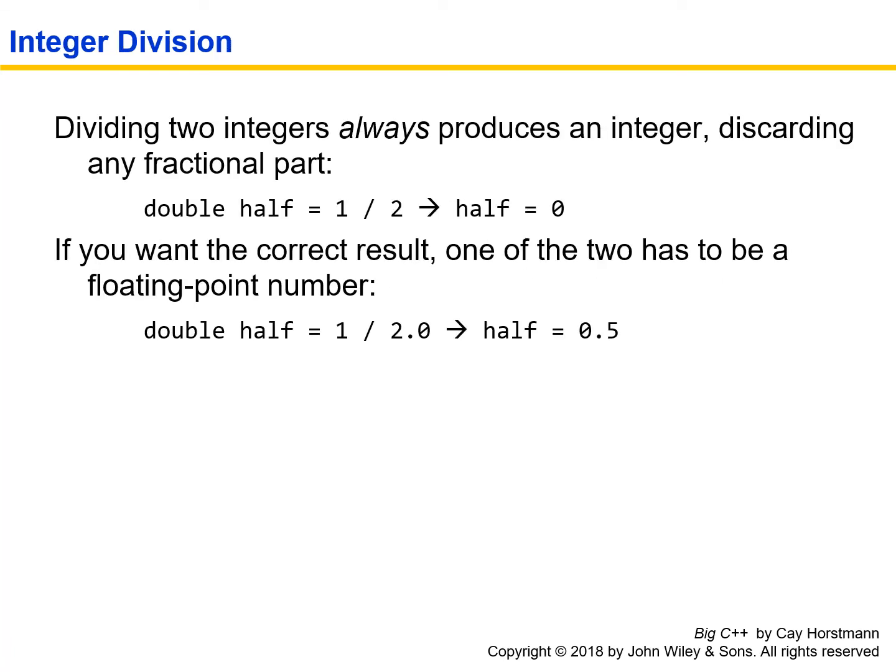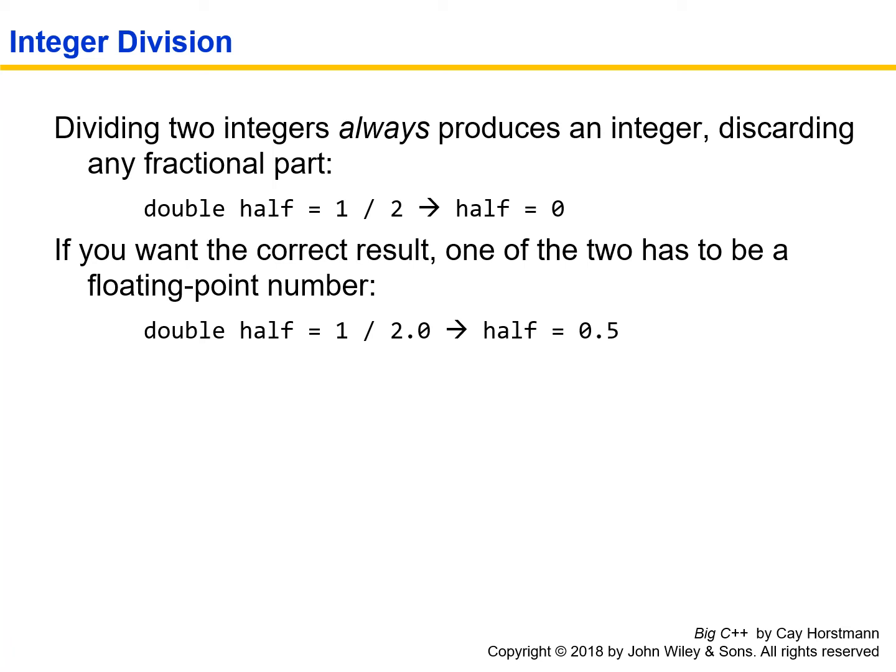Dividing two integers is a dangerous operation in C++ because C++ assumes that if you're dividing two integers, you want an integer to come out of it. So if I tried to say double half equals 1 divided by 2, half will be 0. It's going to calculate the result, 0.5, and then it's going to throw away the fractional part and keep the integer part, which is 0.